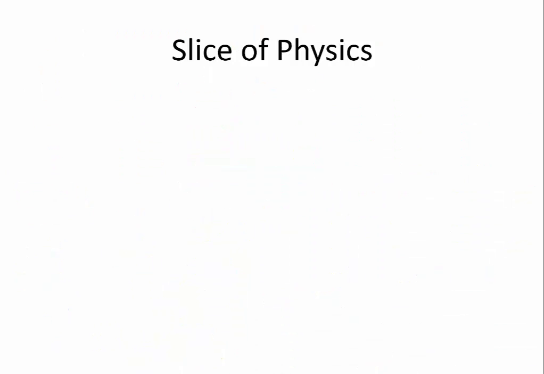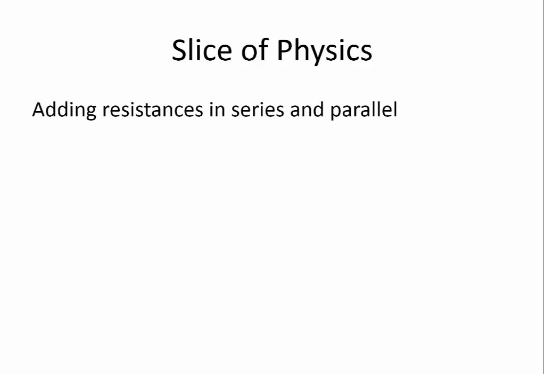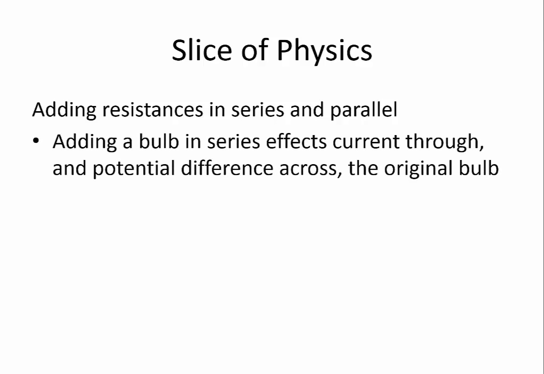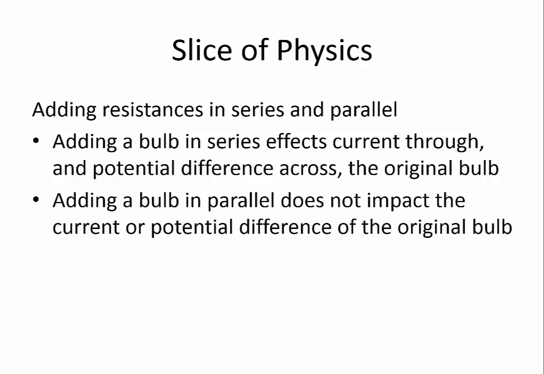So let's recap since we covered a few things. In this slice of physics, we started with a simple circuit and saw the effect of adding resistances in series and then in parallel. We saw first that when we add a bulb in series, it changes the current through the original bulb as well as the potential difference across the original bulb. Whereas, perhaps surprisingly for you initially, when we add a bulb in parallel, it does not change anything for the original bulb. It's still got the same current going through it and the same potential difference across it, and hence the same power. Then we looked at the question of when we have 2 unequal resistances in series and in parallel, which one glows brighter?